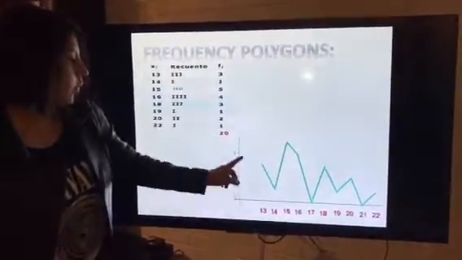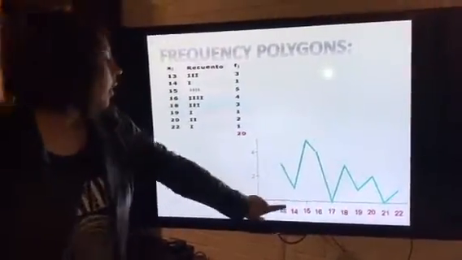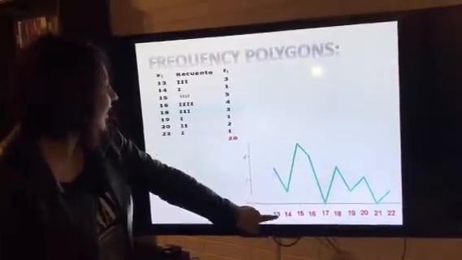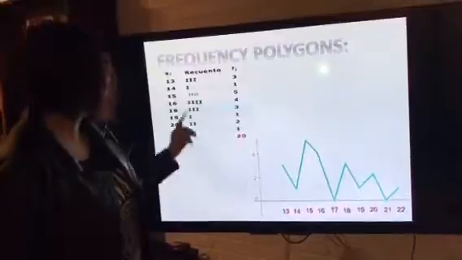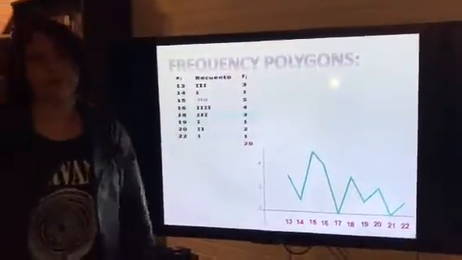This is a graph with the frequency polygons, and we can see that the 13 is in the 3, and the 14 is in the 1 because it's just one repetition, and so on.